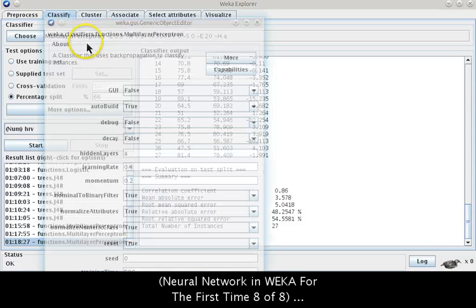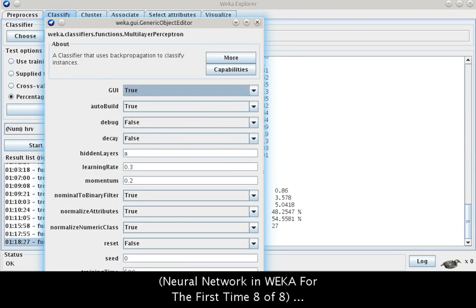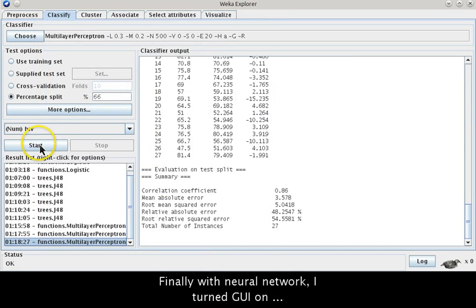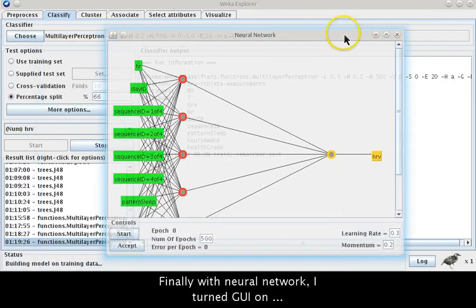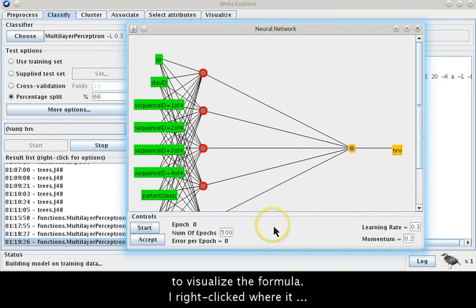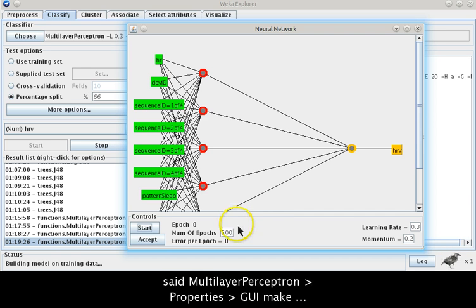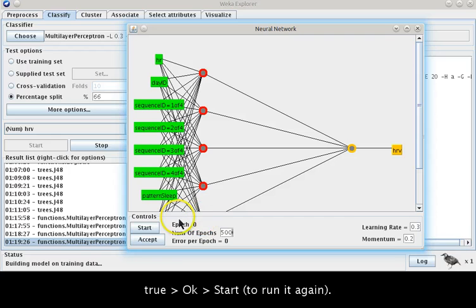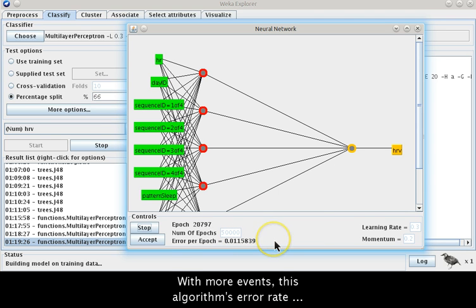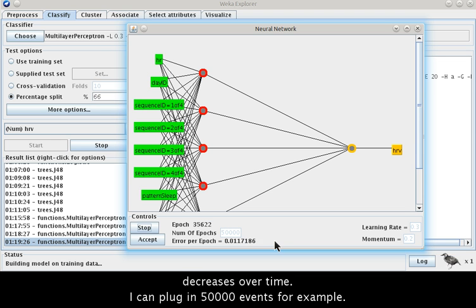Finally, with neural network, to visualize the formula, I turned the GUI on by right-clicking where it said multi-layer perceptron. So properties, GUI, make true, OK. To run it again, I click start. And I thought this visual was pretty self-explanatory, and you could see why they call it neural network. And on the bottom, those are events. With more events, this algorithm's error rate decreases over time. So I can plug in 50,000 events, for example, and it'll get smarter.